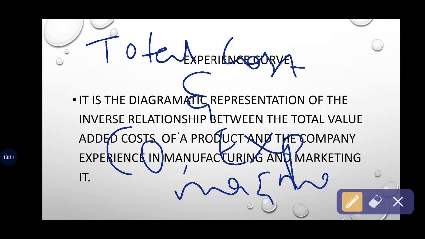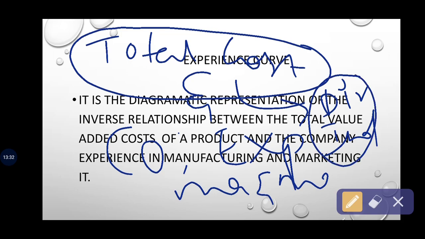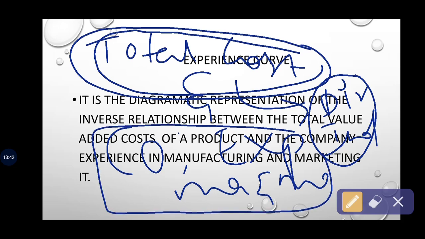Here, total cost includes all kinds of direct cost, indirect cost like administration, fixed cost, all the selling expenses, distribution cost, every kind of cost which is attached to the product, the total value of the product. So that one, and the company's experience in marketing and manufacturing.